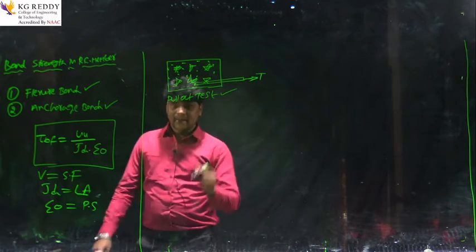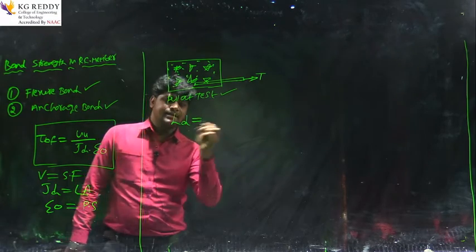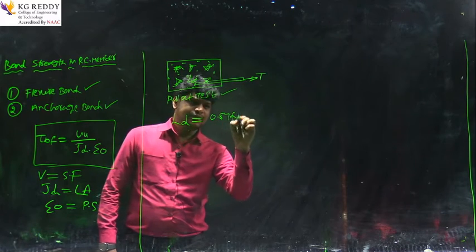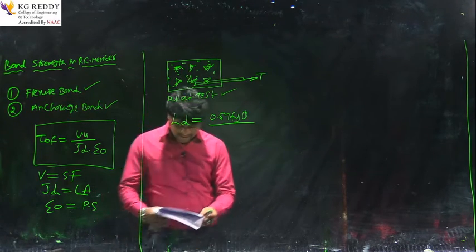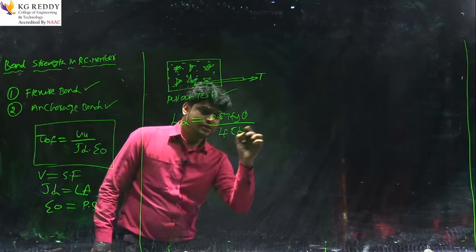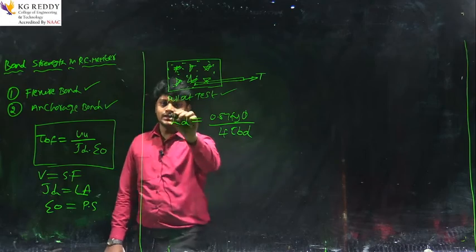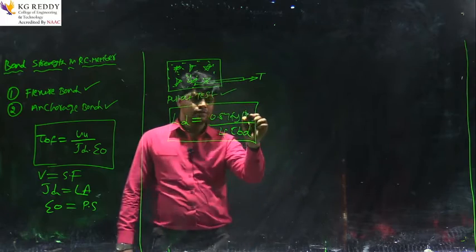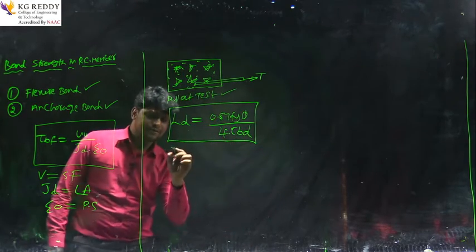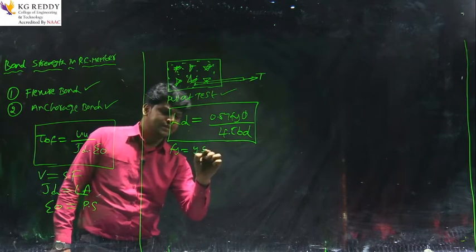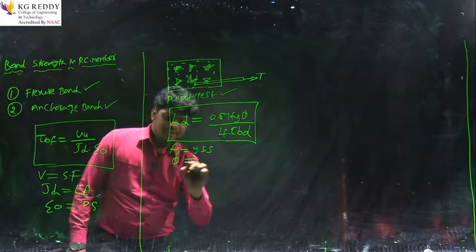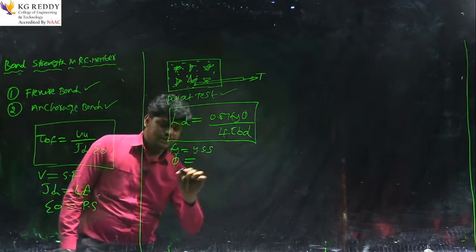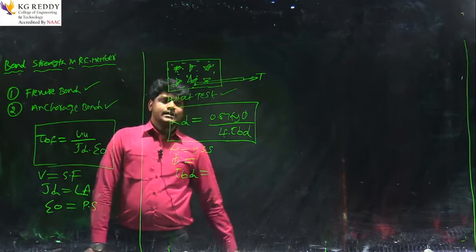So what is the development length or anchorage length formula? LD equals 0.87 Fy into phi divided by 4 into tau BD. Here Fy is the yield strength of the steel, and phi means the diameter of the steel reinforcement, the diameter of the bar. Tau BD is the bond stress.